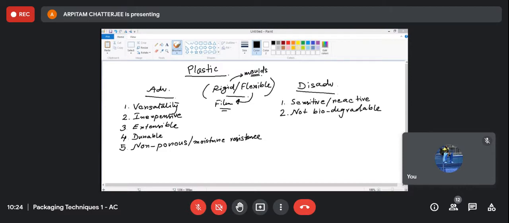So if you have to pack anything which is liquid, which can spill out from small pores, in those cases plastic is very useful, and it has very good moisture resistance.